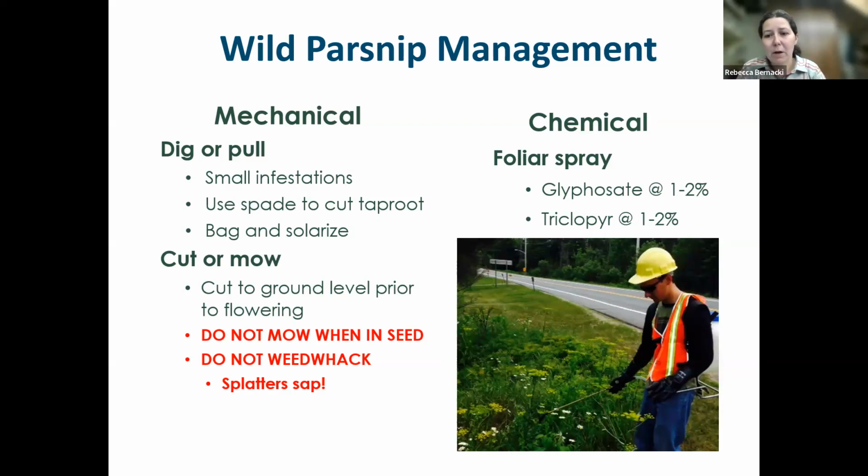If you want to see some really horrific photos, Google wild parsnip weed whacker, and you'll see some pictures of gentlemen who were out weed whacking wild parsnip without their shirts on and got sap all over their chests. We want to avoid that at all costs.